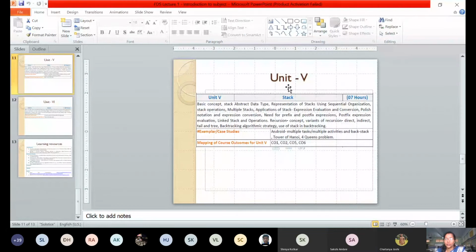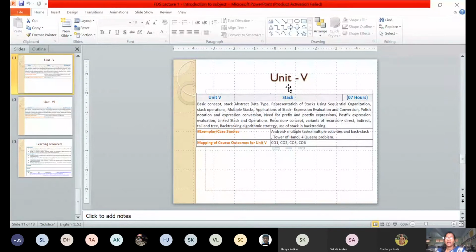Stack. So in unit number 5, you will learn stack as a data structure. What are we going to learn in stacks? You will learn how stack can be represented using sequential organization. Then what are the applications of stack in expression evaluation and conversion? Stacks are majorly used for expression evaluation. So therein you will learn what is prefix expression, what is postfix expression, and what is infix expression.